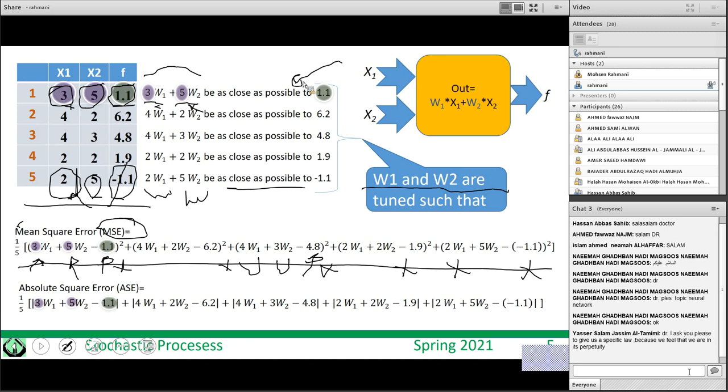What is the ideal form? The ideal is that give us a specific law because we feel that we are in its perpetuity. What do you mean by a specific law?